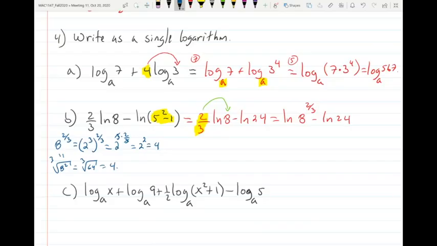Okay, so that's just a 4. So let's go ahead and write it down. So this would be ln of 4 minus ln of 24. And now, what can we do? Well, we have a difference of 2 ln's. So we can combine them by dividing the argument, right? So we get ln of 4 over 24 or ln of 1 over 6. Okay, questions?